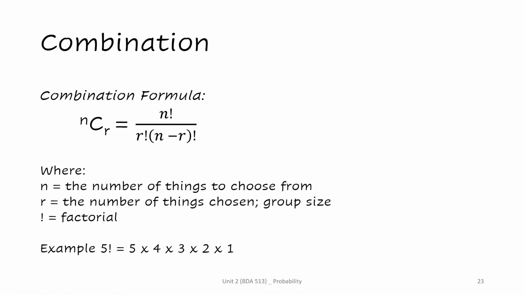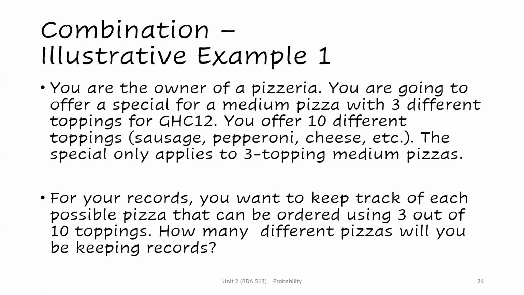So let's look at this practical example and see how we can apply this. You are the owner of a pizzeria. You are going to offer a special for a medium-sized pizza with 3 different toppings for 12 Ghana cedis. You offer 10 different toppings: sausage, pepperoni, cheese, etc. The special only applies to medium-sized pizzas with 3 toppings.